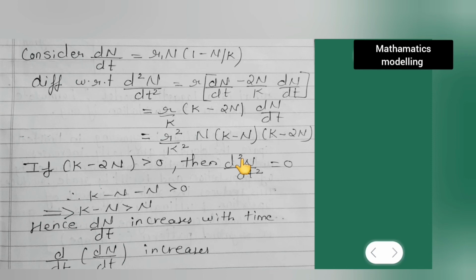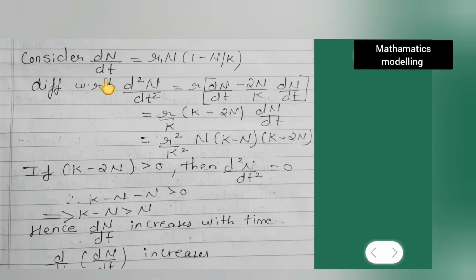Next is, consider dn/dt = r n (1 − n/k). Differentiate with respect to t. What you all are going to get? d²n/dt² is equal to r dn/dt − (2n/k) dn/dt. So this is equal to what you are going to get is r/k. Okay, bring it this side. So (k − 2n) dn/dt will remain.